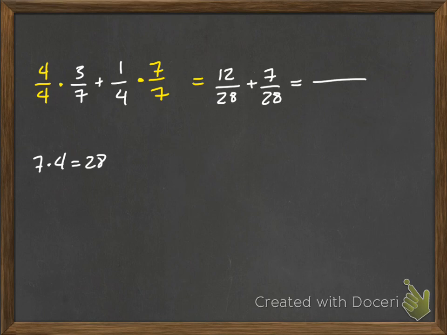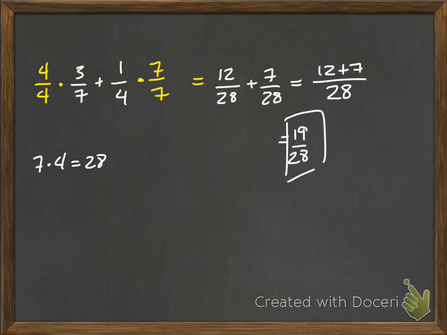So then the denominator is 28. I add up the top, so 12 plus 7. So my final answer is 19 over 28. In this case, it won't simplify because 19 is a prime, so it can't be divided by anything other than 1. But yeah, that would be our final answer.